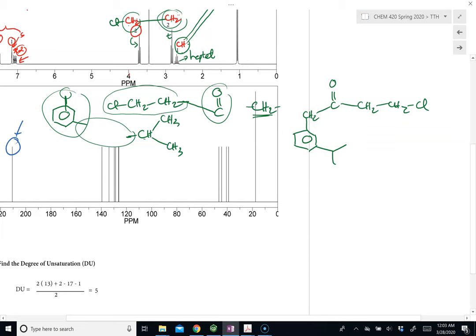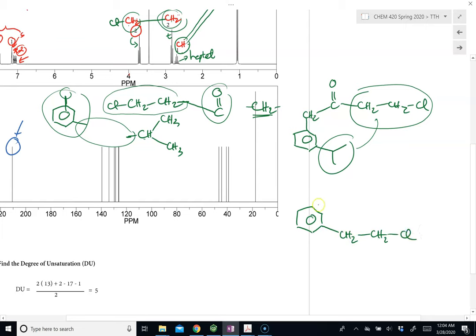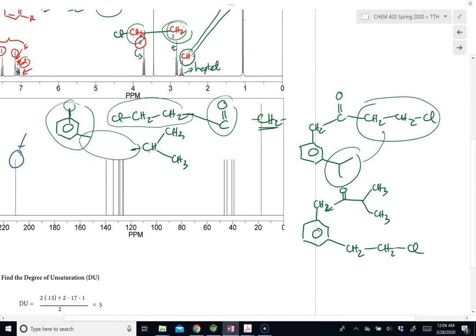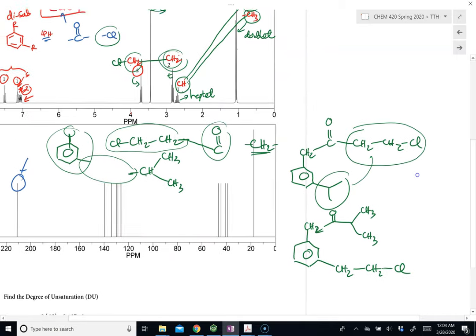Now, would there be another possibility? And the answer is, well, there could be. We could actually have this group in here connect to this group right here, swap in places. And in terms of chemical shift, that would still make sense. So the other possible structure would then be as follows. So both of these structures right here may be possible. And I'll double check to make sure that they would work.